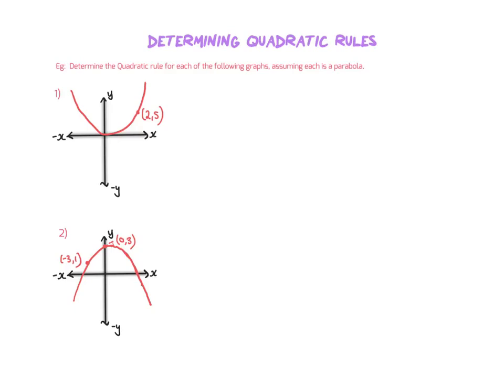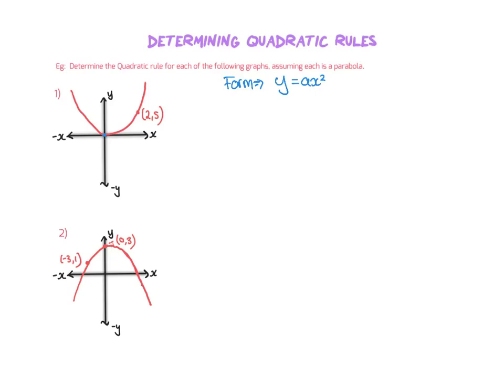Okay, determine quadratic rules. So the first example: determine the quadratic rule for each of the following graphs, assuming each is a parabola. Some of my parabolas are a bit skew-if, but they are a parabola. If you look at the first one, it's actually going through 0, 0. So we would be thinking it's of the form just y equals ax squared, meaning it hasn't moved up or down or left or right. And the a is purely just the dilation, or how fat or skinny it is.